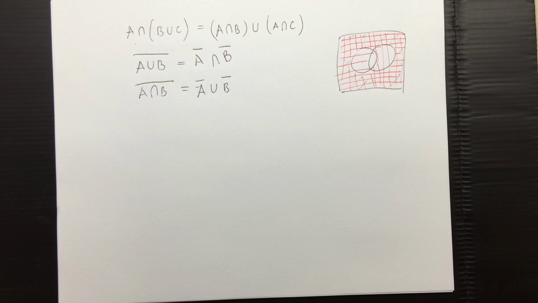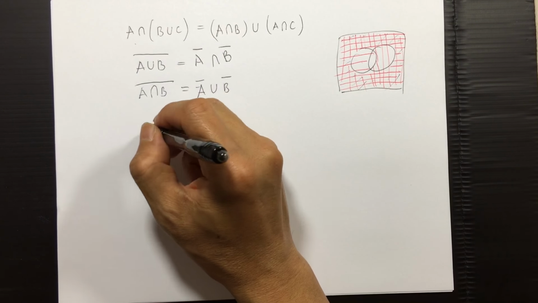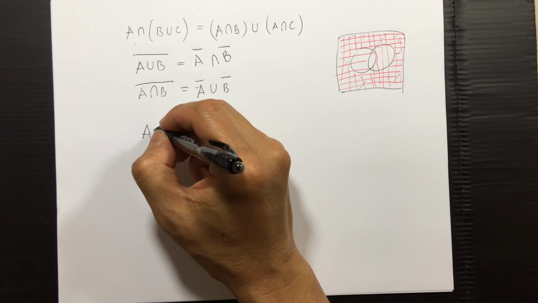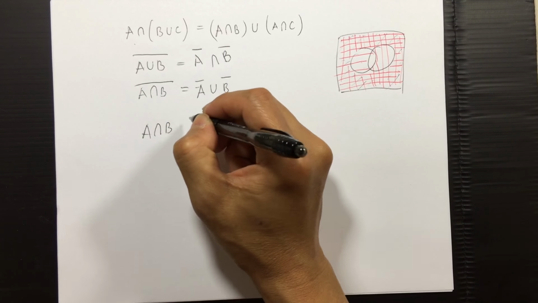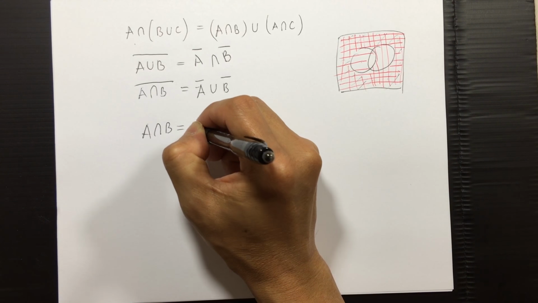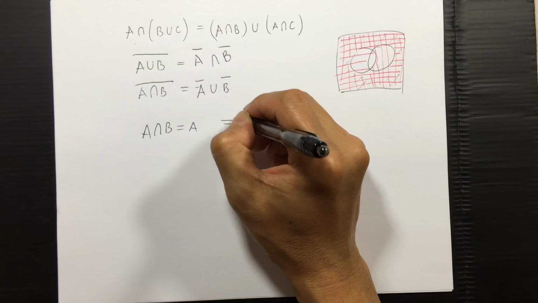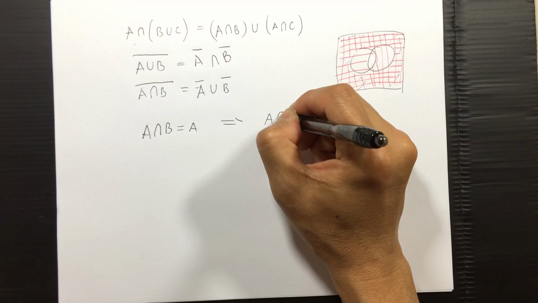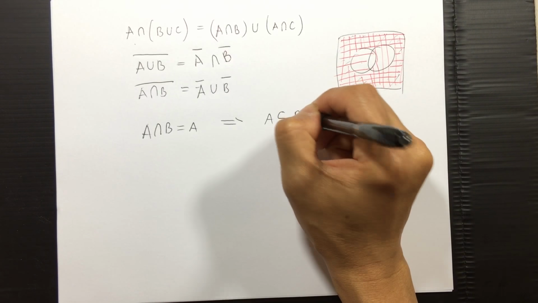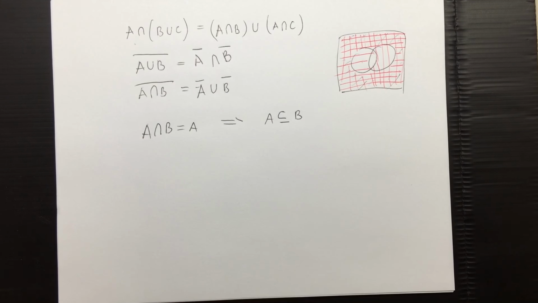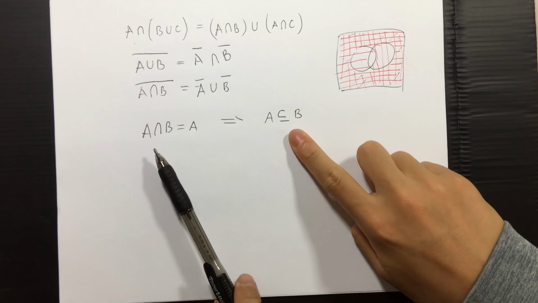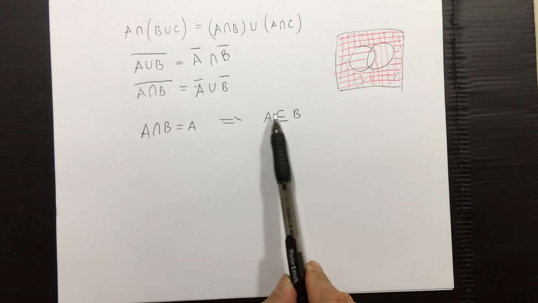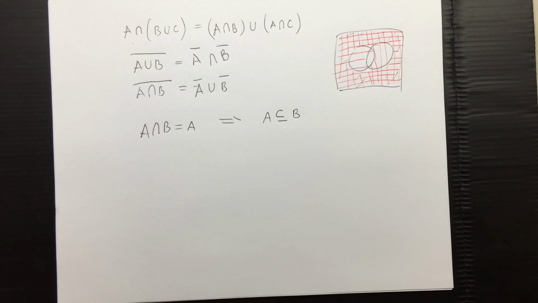Okay. Now, let's do some things. A join B. A intersect B equals A. Let's say this is A. What's the line? This is what we just did. Can you get page 1?